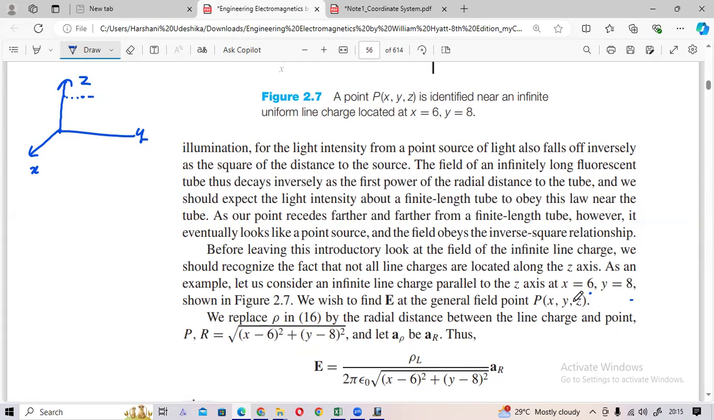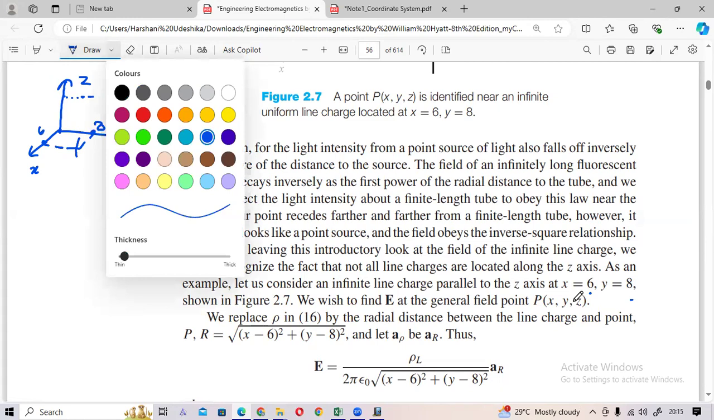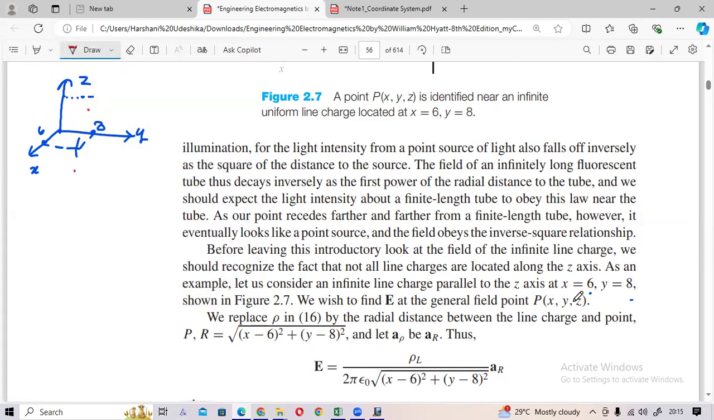Z, Z Y, Z X Y. And X is 6, Y is 8. The line charge is placed here like this. It goes to infinity here and goes to infinity here. This is a line charge.